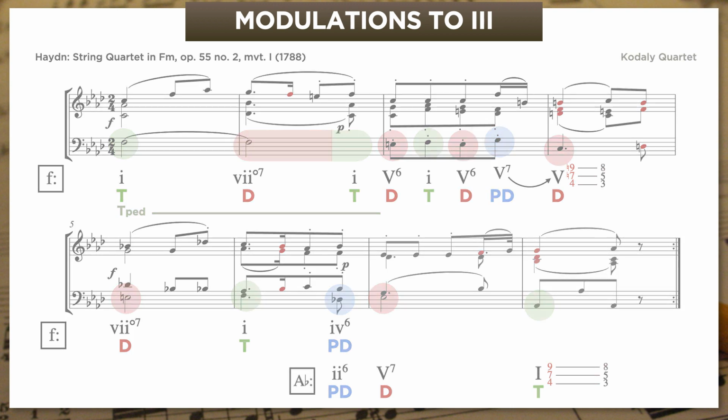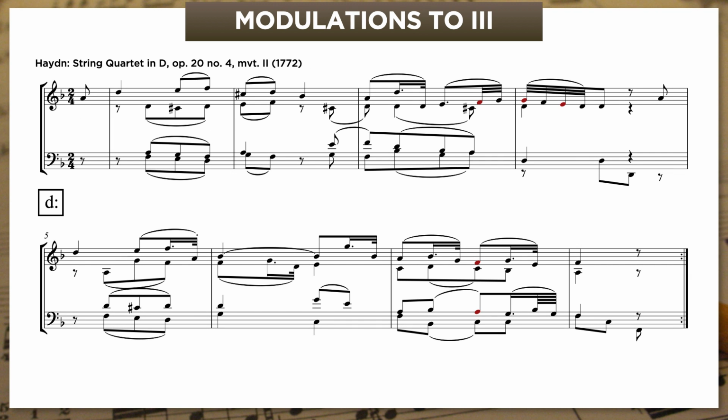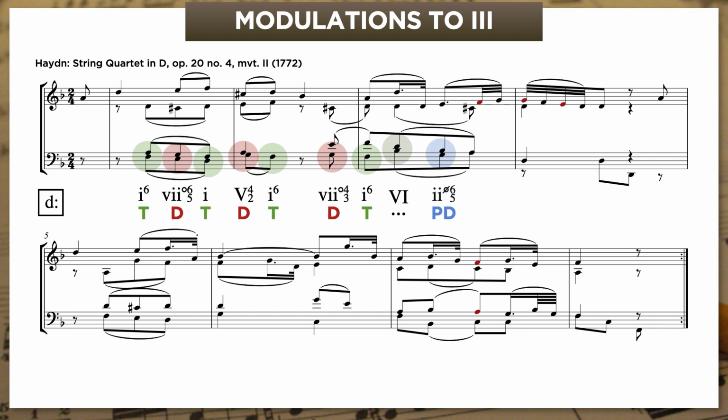All right, we seem to be on a roll here with Haydn. Here's another string quartet movement, this one from the Opus 20 set. And the antecedent here ends with a PAC in the tonic. Now that's pretty strong closure for the first phrase of a period.